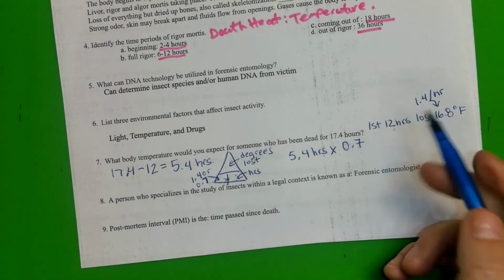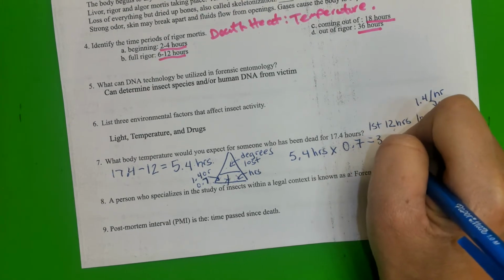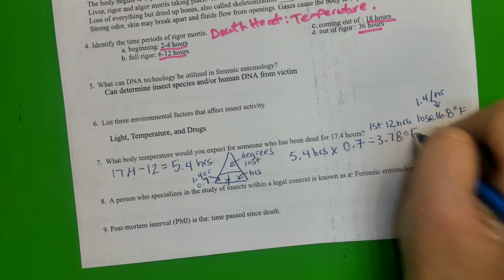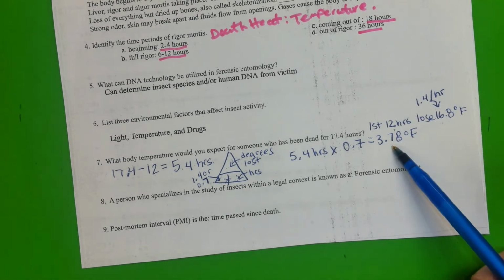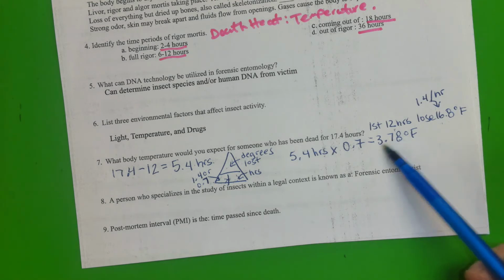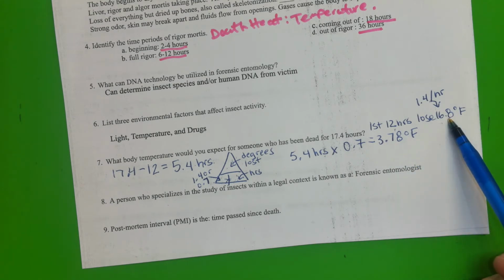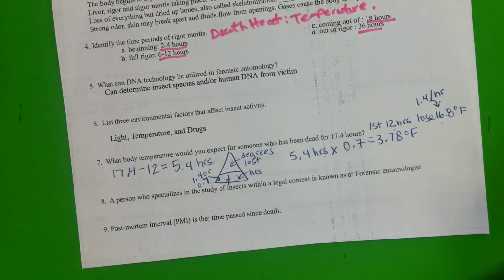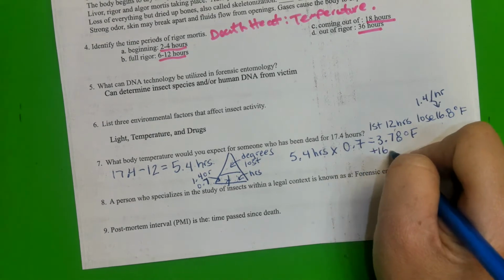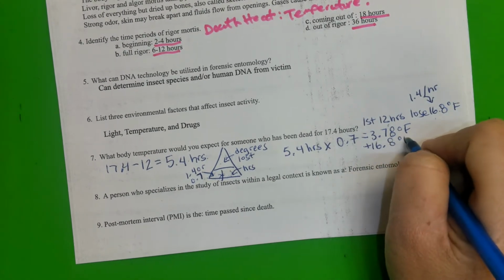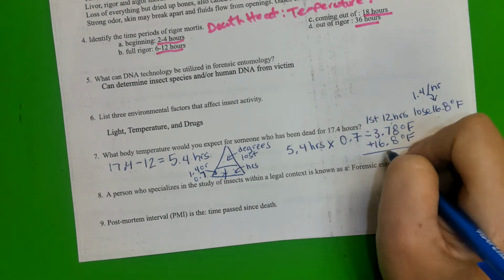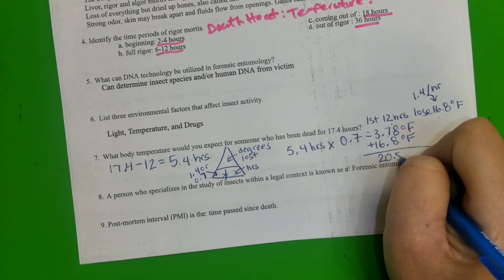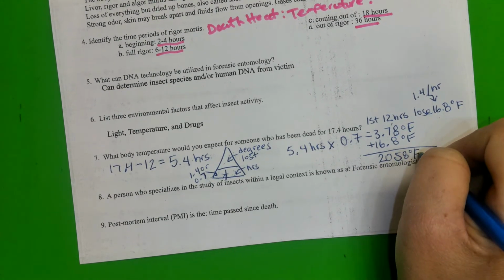So 5.4 times 0.7 will be 3.78 degrees Fahrenheit. Plus, again, this is the 0.7 after the 12 hours, and this is 1.4 per hour within the 12 hours. You need to add those two because that's the total amount lost. So 3.78 plus 16.8 will be 20.58 degrees Fahrenheit.